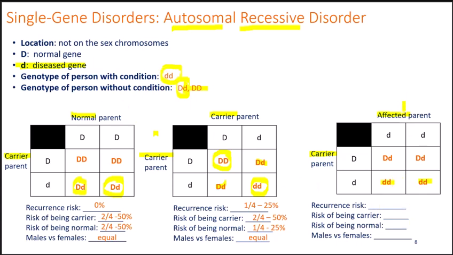So if an affected parent with an autosomal recessive condition mates with somebody who's a carrier for that condition, there is a 50% chance, or 2 in 4 chance, that they will pass that on. Risk of being a carrier would be the difference shown here, 2 out of 4. But what's interesting is there is no chance that they will be normal, meaning they will either be a carrier or they will have the condition. And male and female risk is equal.